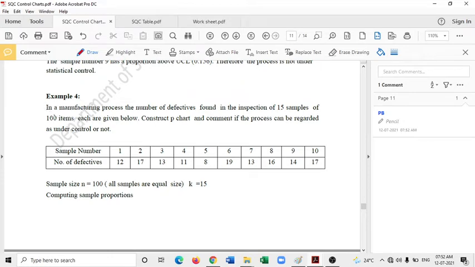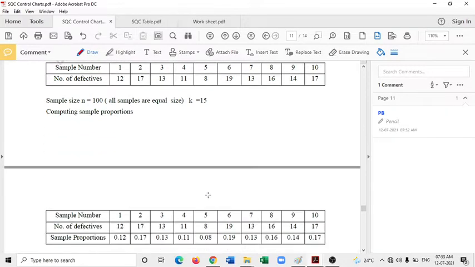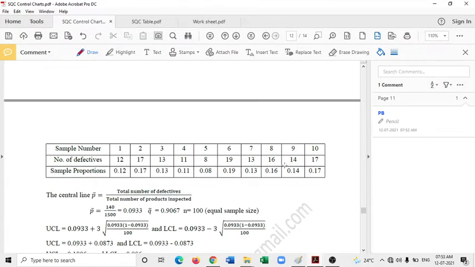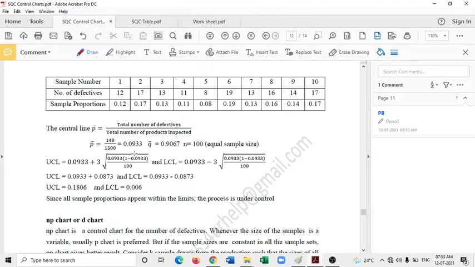So the next question, again a manufacturing process: the number of defectives found in an inspection of 15 samples of 100 items. All these samples have the same number of items, so the number of samples is equal to 15. Now the sample proportions are calculated. Then P bar is taken. P bar is equal to 140 divided by 1500, because there are 15 subgroups and each subgroup has 100 items. So 140 by 1500, and therefore Q bar is 0.9067.